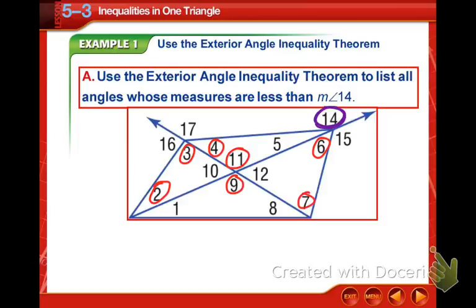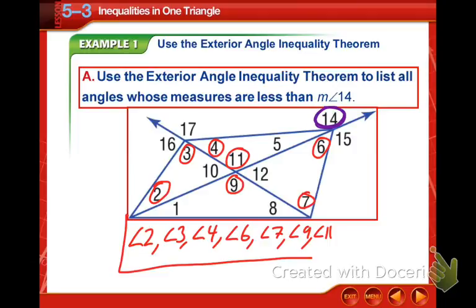And that is it. There are no other angles we can tell right away without having the actual measures of the angles that are less than the measure of angle 14. So now we're just going to list them out. Angle 2, angle 3, angle 4, angle 6, angle 7, angle 9, angle 11. 7 different angles, all less than angle 14.